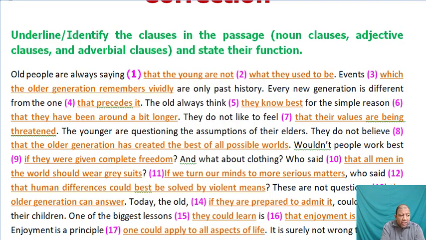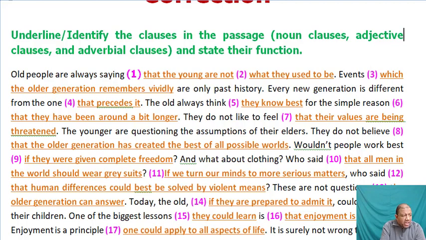Number 5, the old always think they know best. So they know best here, this is a noun clause. Maybe you will ask me why. So here we have what we call the missing subordinate conjunction, which is that. It is omitted, because we could say the old always think that. So that is implicit. It is not explicit. It is hidden. So they know best is a noun clause as direct object of the verb to think.